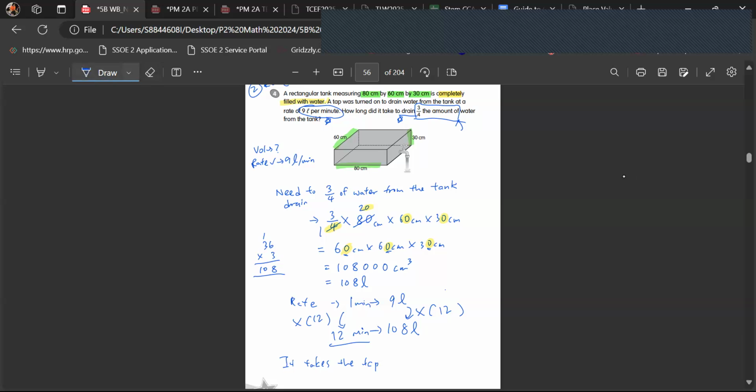There's a different way to do this. I can find the volume of the whole tank first. There's 80 times 60 times 30. Then after that, I find out what's 3/4 by using 80 times 60 times 30, divide by 4 parts, then I multiply by 3 parts to find 3/4. Then after that, I do the steps. But of course, I will take the shortcut here. I immediately go 3/4 times. Sure, if it works out for you.